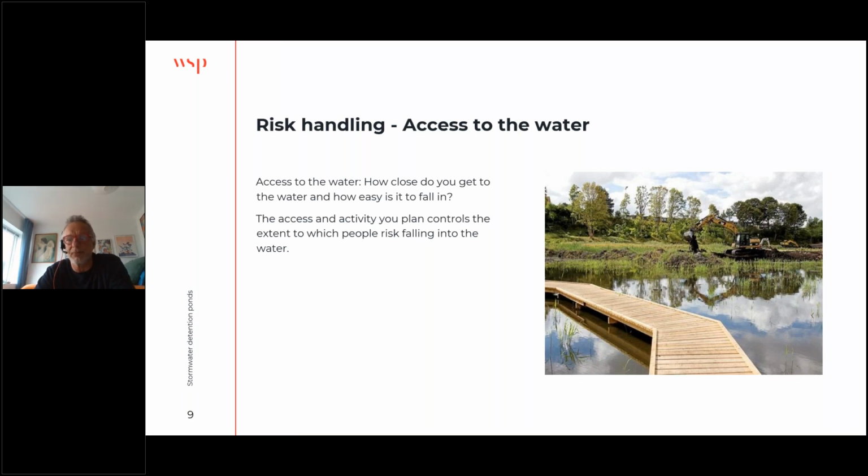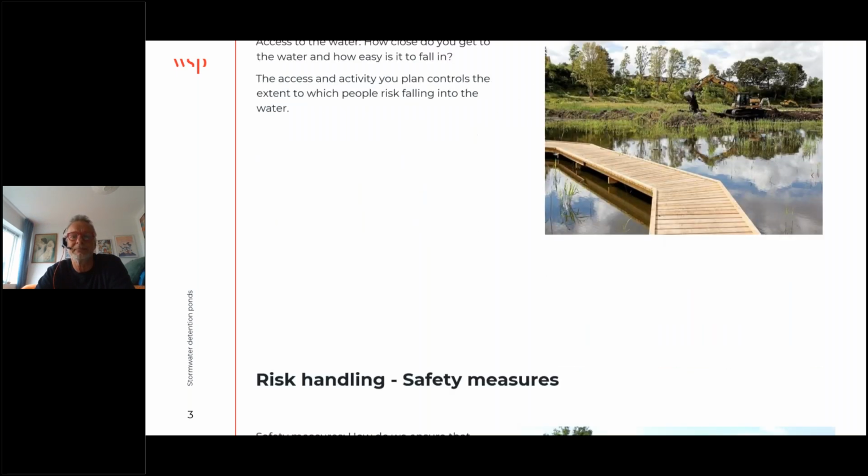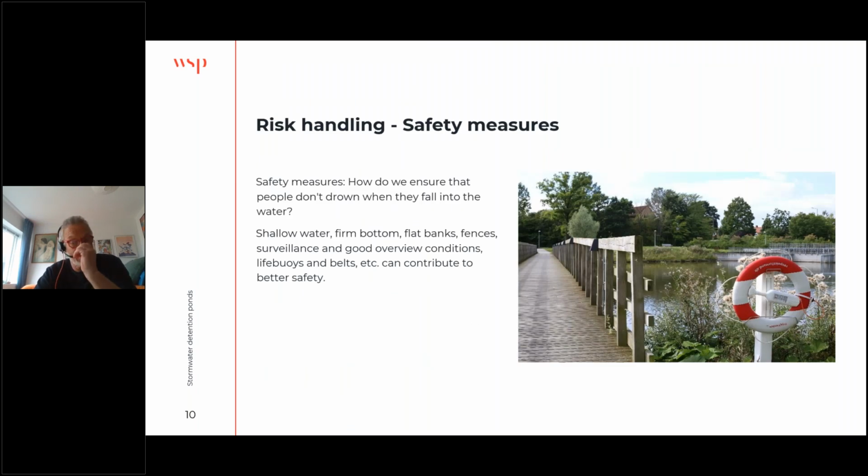So you should take into consideration who are the users and how can you ensure that they don't fall in deep water. And of course, you can do it in different ways. You can use fences or you can use distance. But the goal is that people should have experiences, but they shouldn't drown or risk to be close to drowning. So what we're using is shallow water, firm bottom and flat banks. So when you fall in the water, and we are planning for not if, but when, you are able to get up, you could use fences.